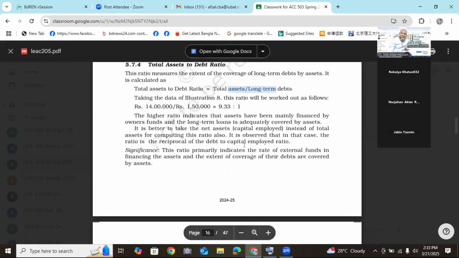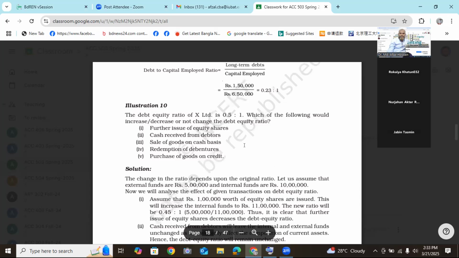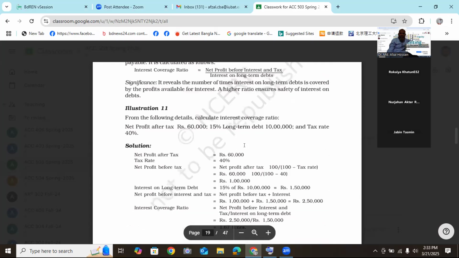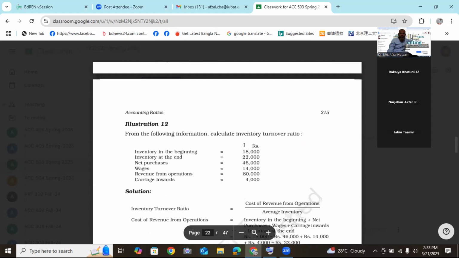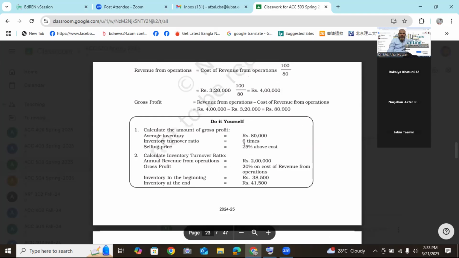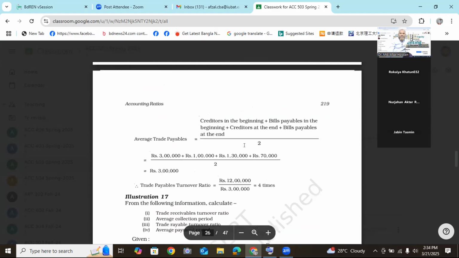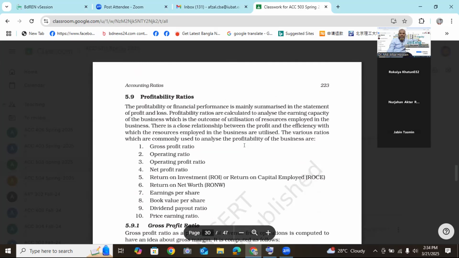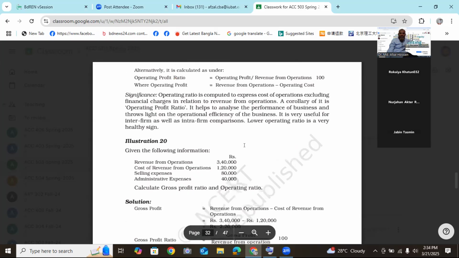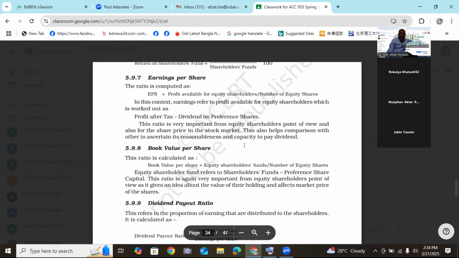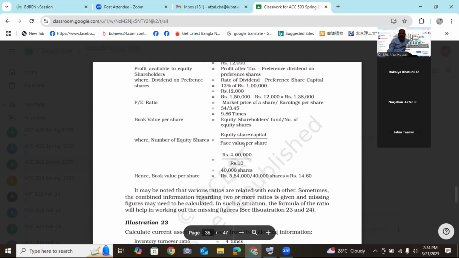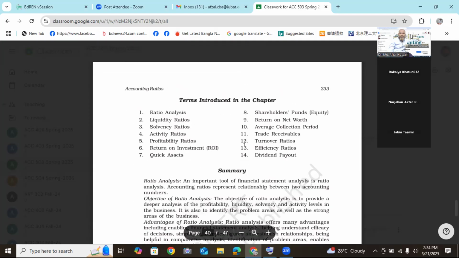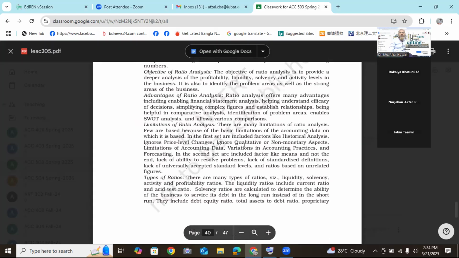Now, illustrations. We are interested in illustrations. In this chapter, how many illustrations are here? 9, 10, 11, 12, 13, 14, 15, 16, 17, 18, 19, 23, 24, 25, 26. 26 problems. Oh my god, so many problems, so many illustrations.